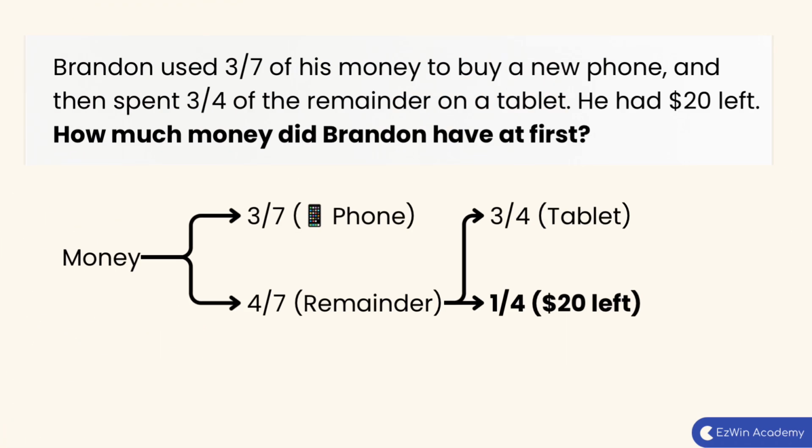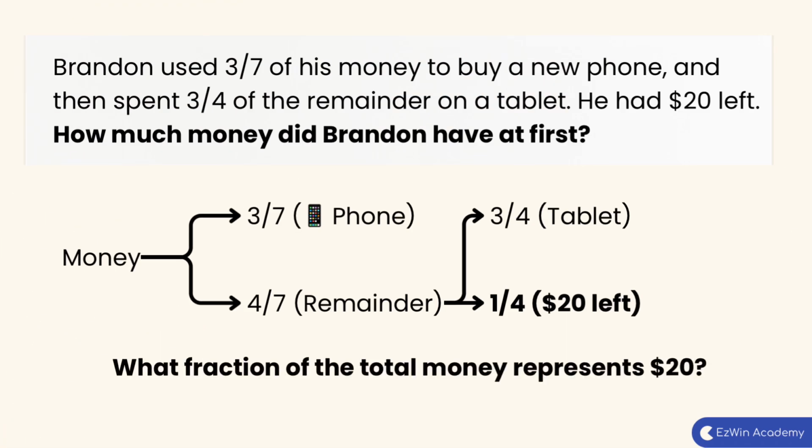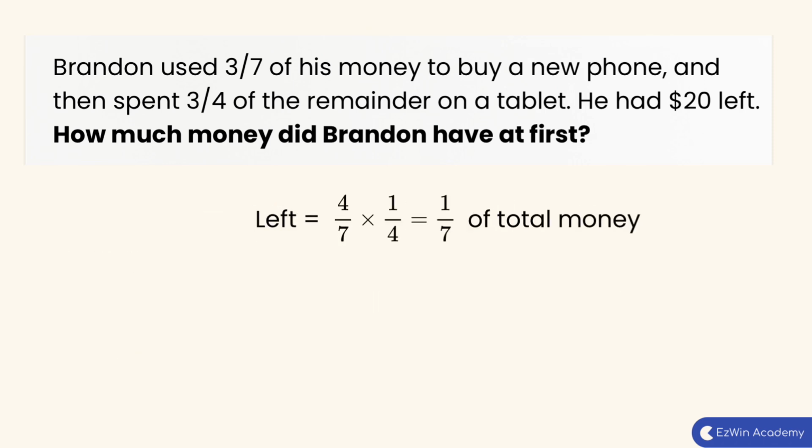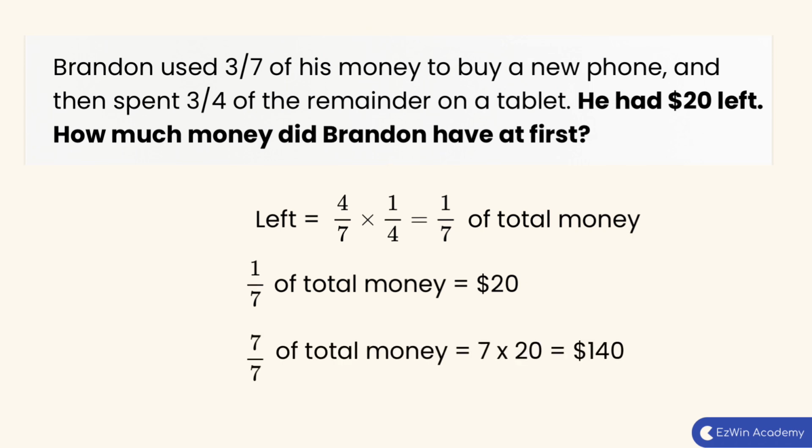Now I'm going to ask you a question. What fraction of the total money represents $20? If you answered 1 out of 4, you are absolutely wrong. The answer is, you multiply what is left, which is 1 out of 4, and the remainder, which is 4 out of 7, that means you will have 1 out of 7, which represents $20 out of the total money. Since what is left is 1 out of 7 of the total money, that means 1 out of 7 of the total money is equal to $20. And then the total money, or 7 out of 7, is $140. That means Brandon had $140 at first, which is the correct answer.